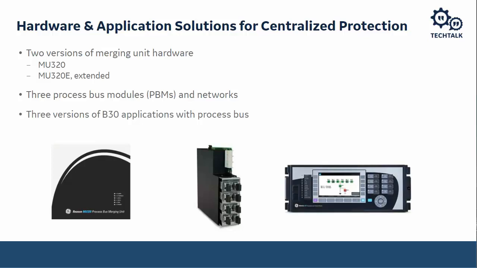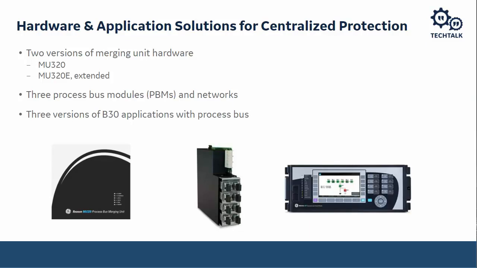So those connectors that are shown on that module, those are fiber optic connectors. And those connectors, there's 8 of them shown there. They can be either connected to a switched Ethernet process bus, or they can be connected to individual merging units in a process bus network. So that's up to 8 different merging units.